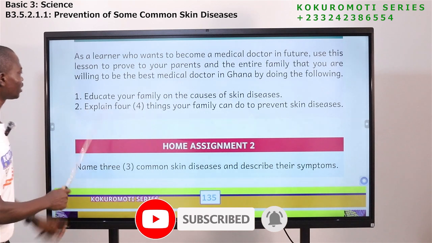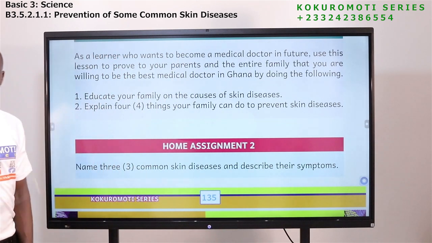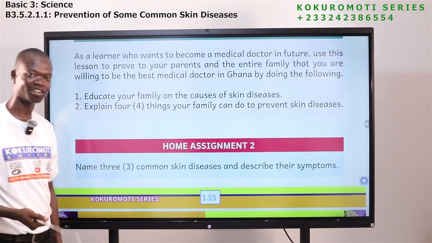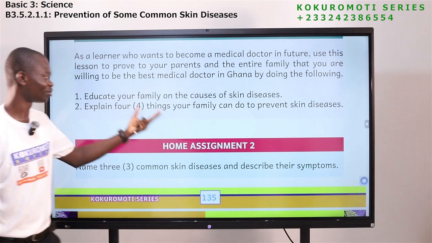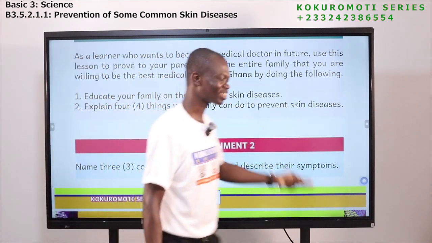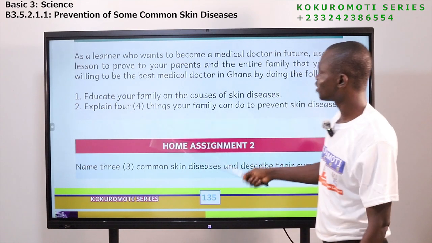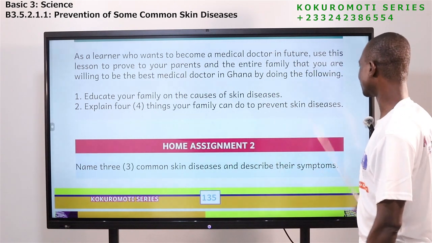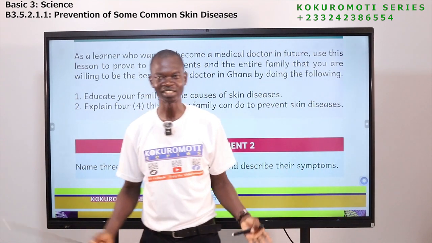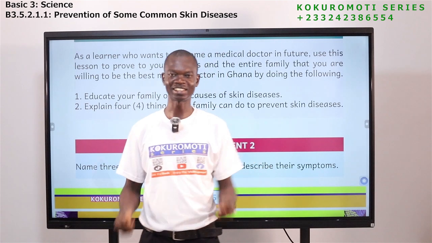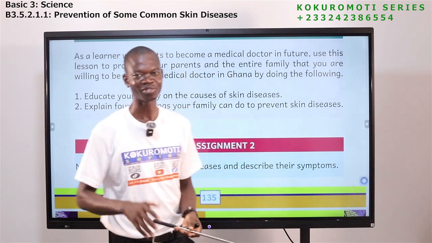Okay, now, educate your family on what? Causes of skin diseases. Hey, our future medical doctor, you are going to start your work. So you are going to educate your family on the causes of what? Skin diseases. What are the things that cause skin diseases? So start your work. 2, explain 4 things your family can do to prevent skin diseases. So medical doctor, you are going to explain to your family what they can do to prevent what? Skin diseases. I hope these things have been just taught and you can answer all the questions.